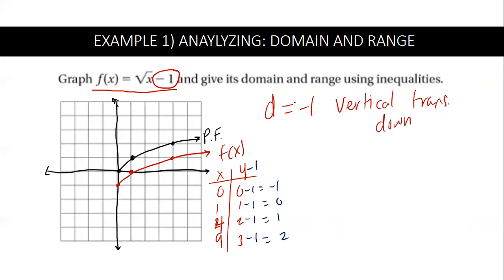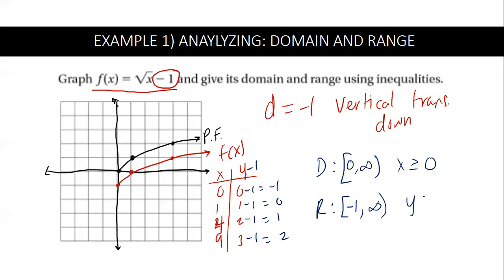All right, so now we're going to state the domain and range. So the domain here, where does it start? Our domain starts at 0 and continues to infinity, right? So our domain is x is greater than or equal to 0. Our range, where does our range start now? Did someone say -1? Our range starts at -1, but continues to infinity. So our range is y is greater than or equal to -1.